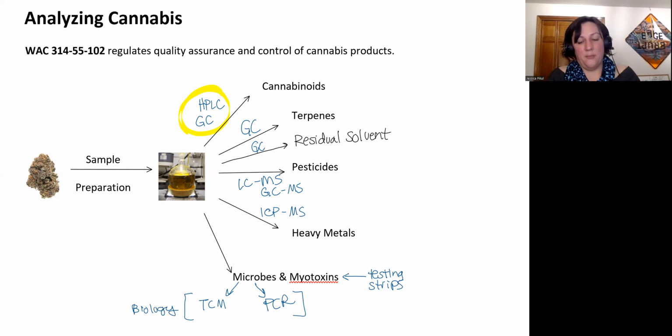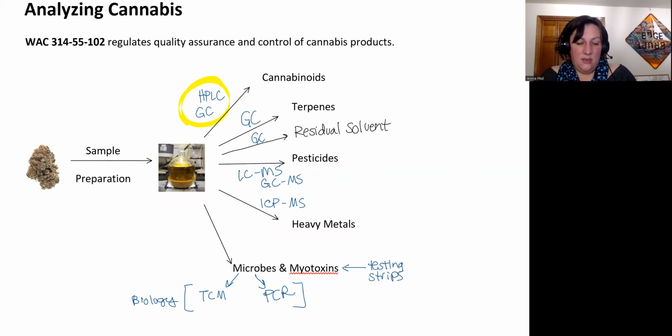So we won't focus on them, but that's how you would test for microbes. And all of these things are required. Well, I don't believe the terpenes are required, but testing for pesticides, residual solvent, heavy metals, microbes, and mycotoxins are required within the state to make sure that all these products are safe for people to inhale or ingest.